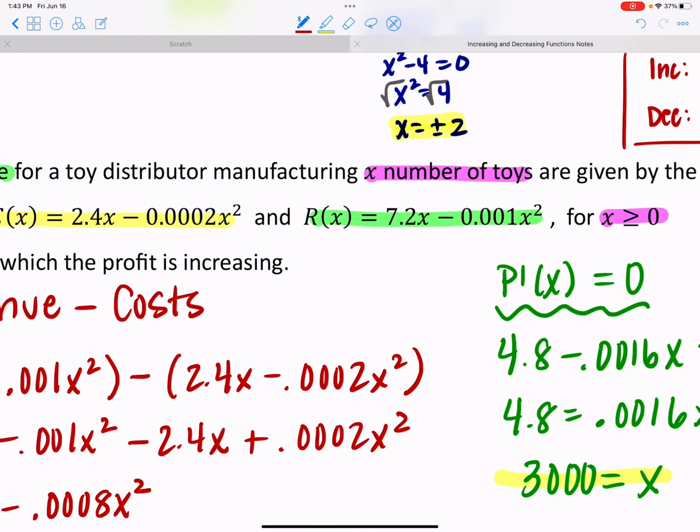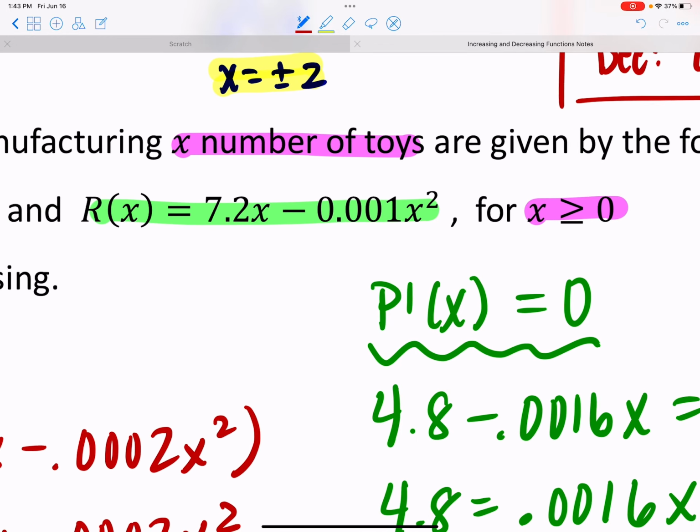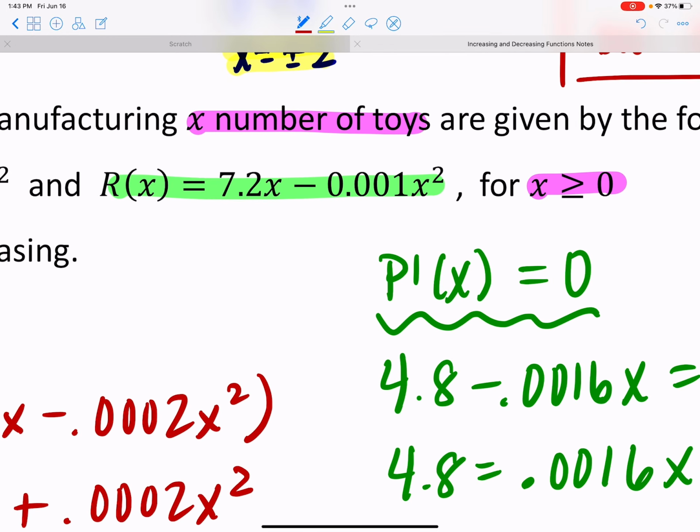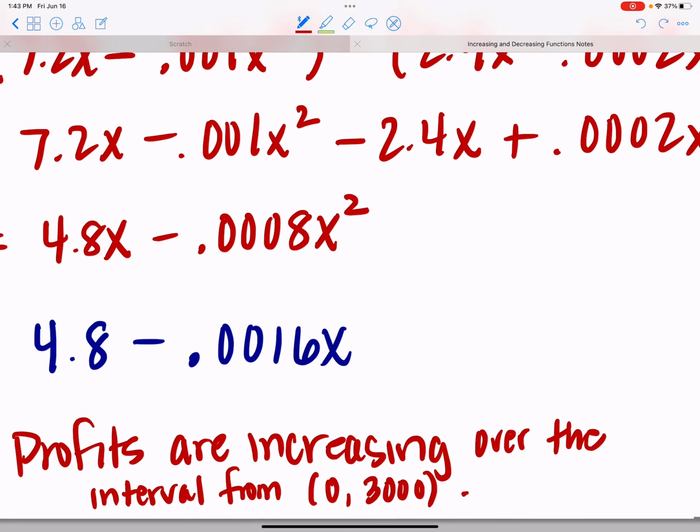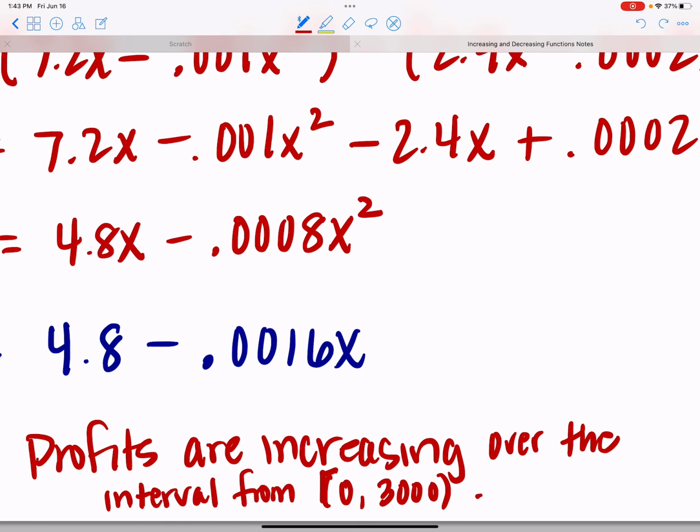We're not including the 0 here. Oh, actually we are including the 0. I didn't highlight it, so I didn't see it. So from 0 to 3,000, including the 0. If they manufacture 0 toys or any number of toys less than 3,000 toys, then their profits are increasing.